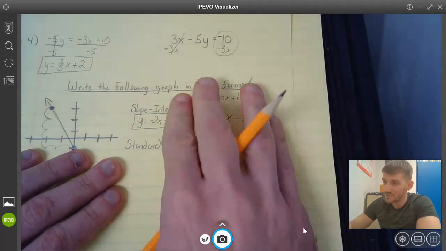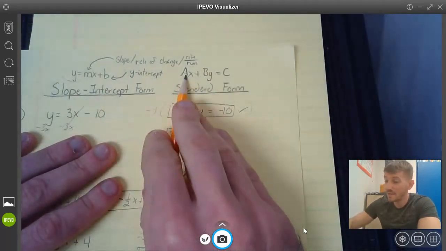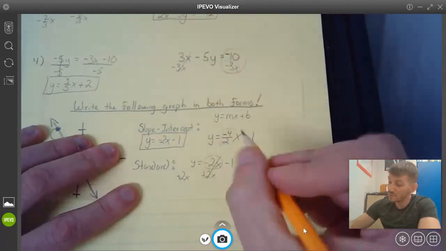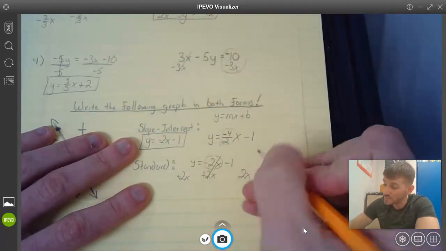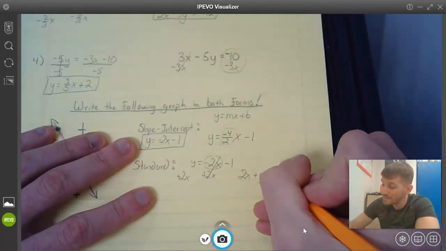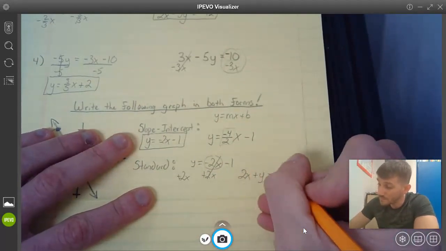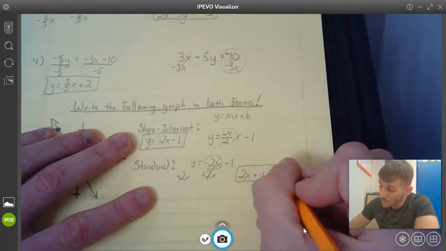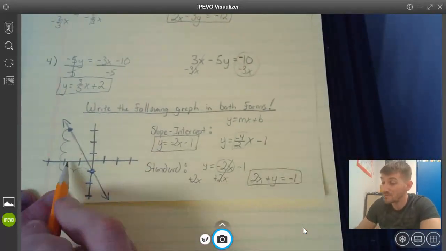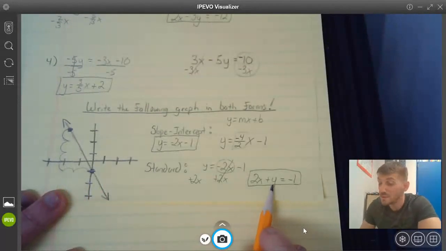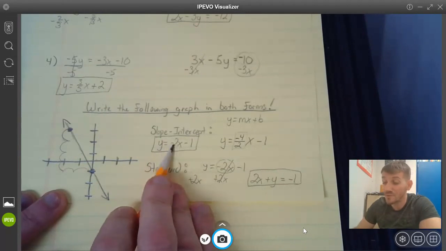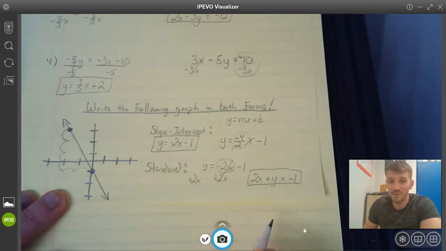Remember, the x goes first, because here is what our goal is. Ax plus by equals c. So our x is written first. So our final answer is 2x plus y, or 1y, equals -1. I will say it's a little more difficult learning how to go from a graph directly to standard form. I would not advise it. But going from a graph to slope-intercept is a lot easier. And from slope-intercept, you can always go back to standard.